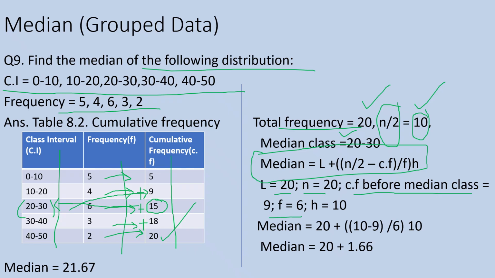F is equal to what? F is equal to 6. That means the frequency of the median class, and H is what? The height. So median is calculated by putting all the values, which is 20 plus (10 minus 9) by 6 into 10. So 20 plus 1.66, which is equal to 21.67.